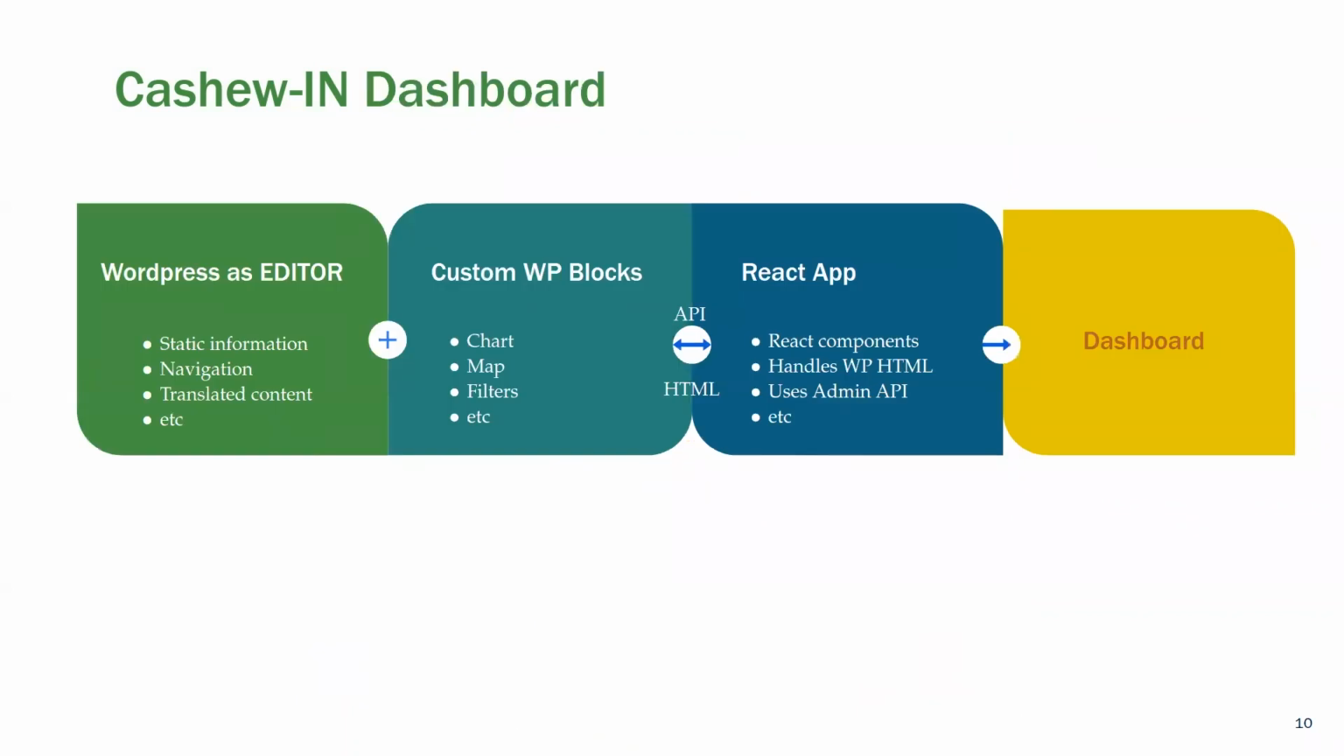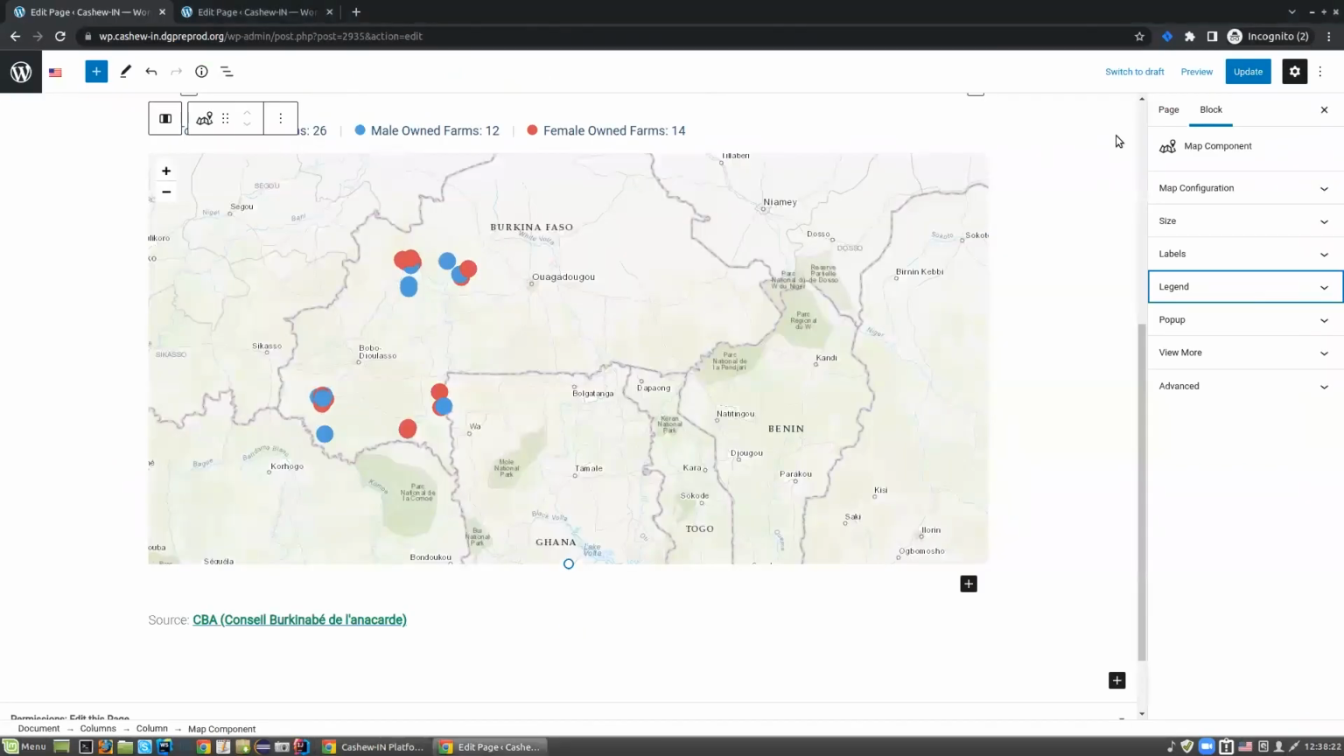Dashboard is based on DG WP React Lib infrastructure, which in the end is a React application that pulls data from the admin API. Dashboard is not a WordPress application, but it uses WordPress only as an editor that generates the static HTML code, site navigation, provides content translation support, and other settings. There are custom-built WordPress blocks for dynamic contents like charts, filters, that together with a specific infrastructure allows us to manage them via WordPress. Let's see a quick example of a Cashew-IN page with dynamic content configured in WordPress.